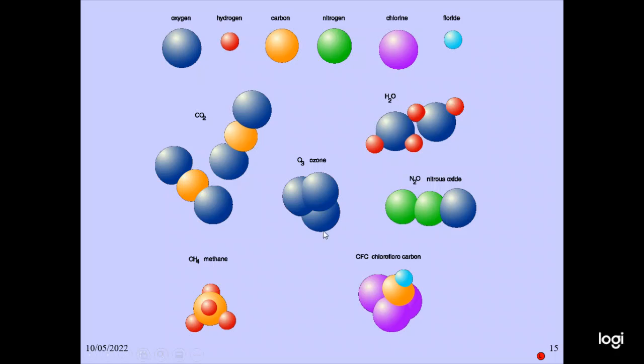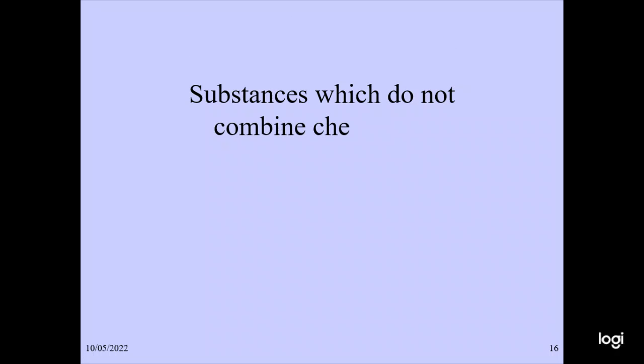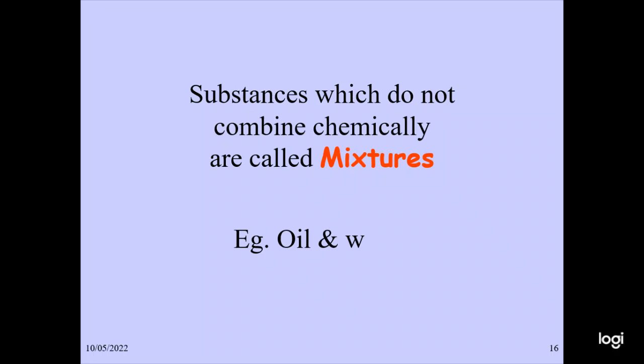So there are the diagram: oxygen, hydrogen, carbon, nitrogen, chlorine, fluoride. So this is carbon dioxide. Then this is the ozone. This is H2O. This is nitrous oxide. This is CFO, carbon fluoride. CH4 is the methane. Those are combinations of the carbon, hydrogen, oxygen, and then we can call the substance a compound. Substances which are not combined chemically are called a mixture. Why oil and water, they do not mix together?